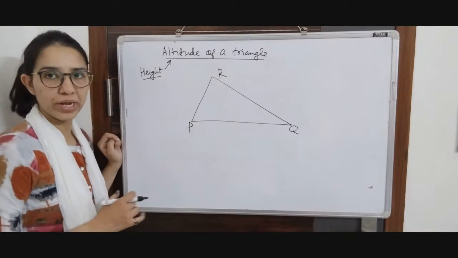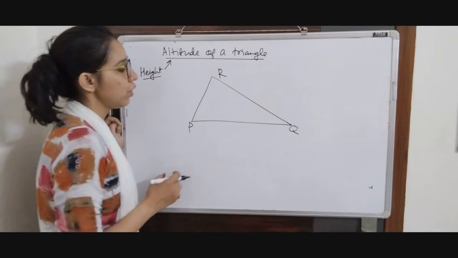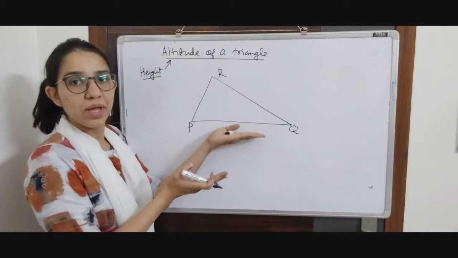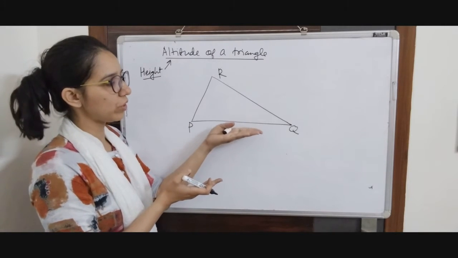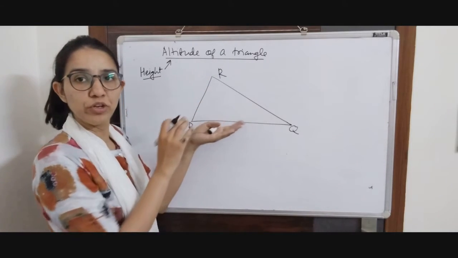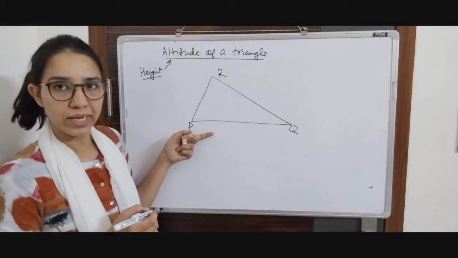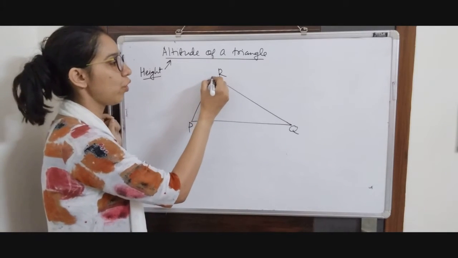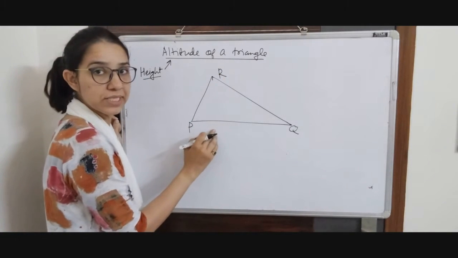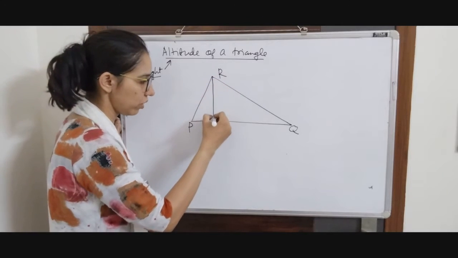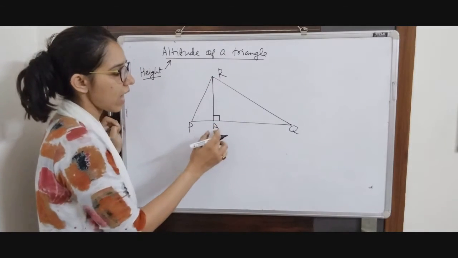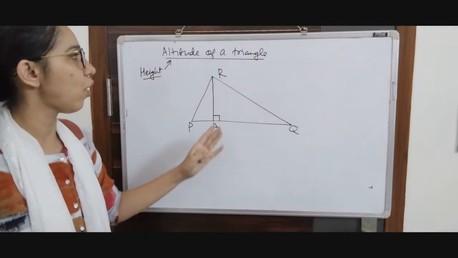Now I want to know what an altitude is. What is the height of a triangle? You put this side on some plane surface, and the height from the plane surface to the point R is going to be the height of this triangle. In other words, if you draw a perpendicular from R to the opposite side, that is PQ, and suppose this point is A, then this RA is going to be called the altitude of the triangle.